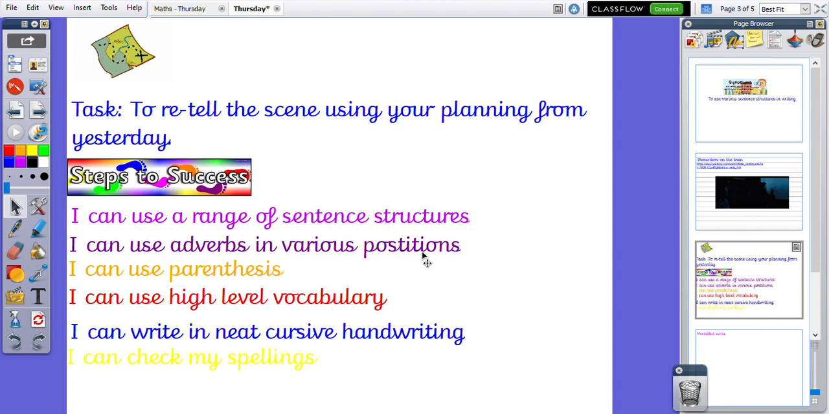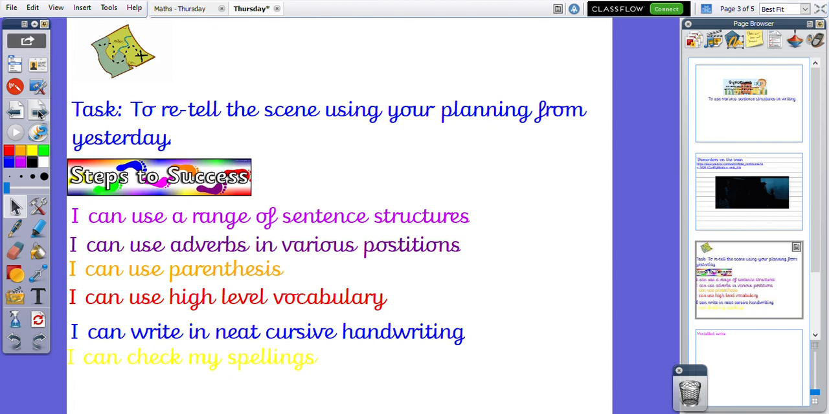We want you to use adverbs in various positions. So can you use a fronted adverbial? Can you use an adverb in the middle of your sentence, at the end of your sentence? You can use parentheses, so you're using brackets, dashes, commas to add that extra information. You can use high-level vocabulary. So that's what you went through yesterday as well with Mrs. Willis, when you were planning this scene. You can write in your best neat cursive handwriting, and you can check your spellings as well as using year 5, 6 spellings, which is brilliant. Okay, so first I'm going to model write for you, and then we are going to self-assess.